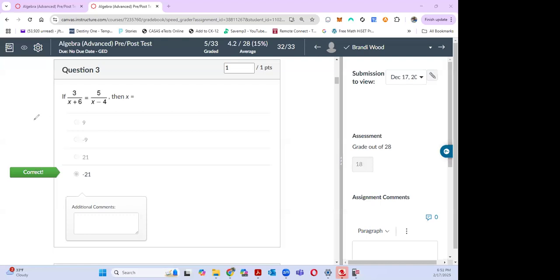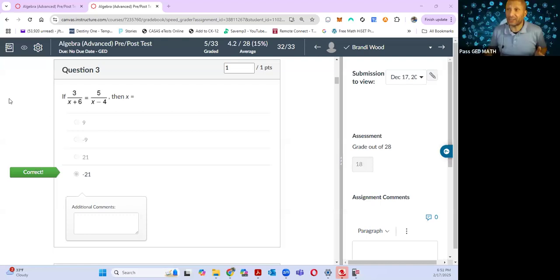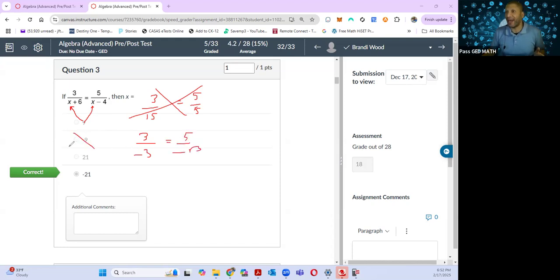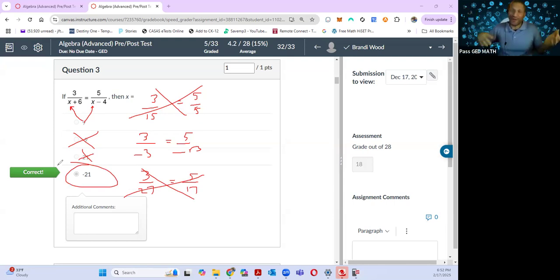Right? Another way you could do it is common sense. Just plug these numbers in. So 3 over 15 is equal to 5 over 5? Not it. Plug in -9. 3 over -3 is 5 over -13? Not it. Plug 21 in. 3 over 27 equals 5 over 17? Not it. Only answer left. That's the common sense way. Well, you've got to solve it algebraically or plug the answers in.